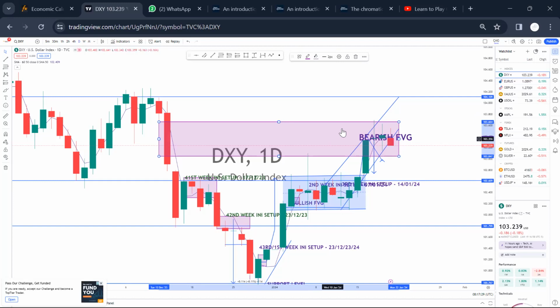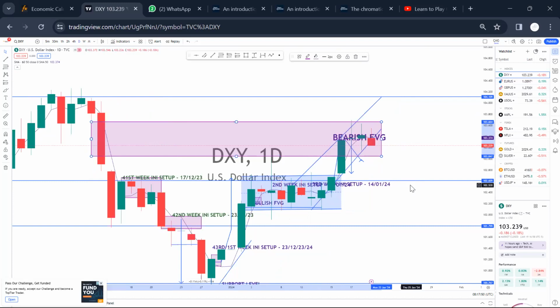Now, when you look at this fair value gap, even though the market is in the uptrend, you see that the market is a bit in consolidation, in indecisive form, right? In indecision. If you look at this, look at here. There's one here.